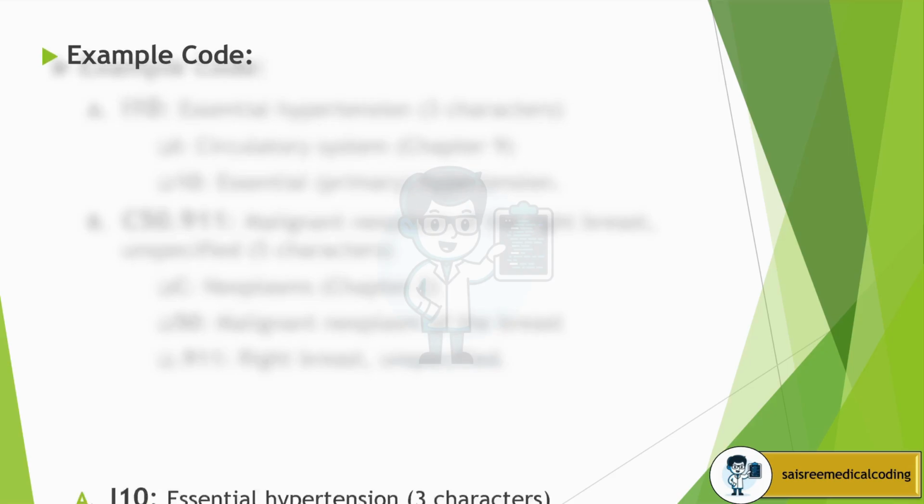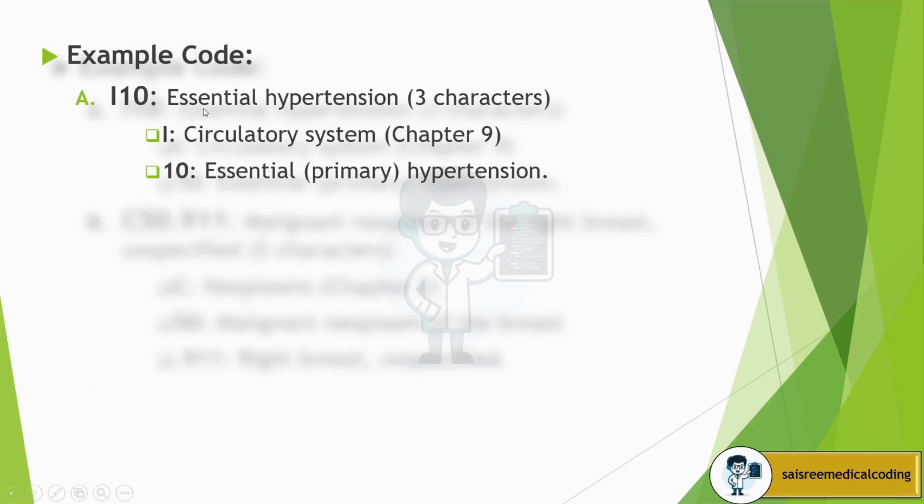Here we are having one example, hypertension. You can see how many characters we are having for hypertension. 3 characters, I10. Total 3 characters is the minimum number of characters for a code. So I10 is essential hypertension, indicating the 3 characters. Here the alphabet I relates to the circulatory system. Yes, hypertension relates to the circulatory system, right? So the alphabet I indicates the system, here the circulatory system, and 10 indicates the essential hypertension. This is one example.